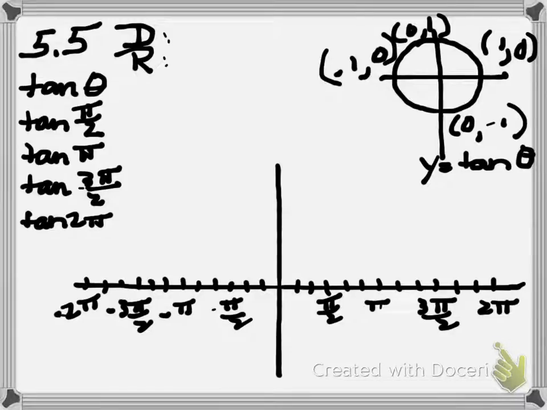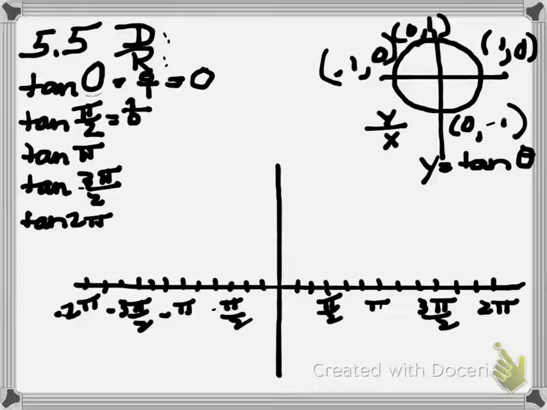So I know that tangent is y over x. So for the tangent of 0, we have a y value of 0 over 1, which is equal to 0. Then for pi over 2, we have a y value of 1 over 0, which is undefined.